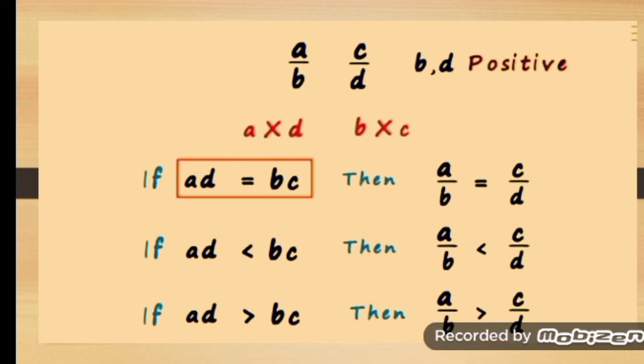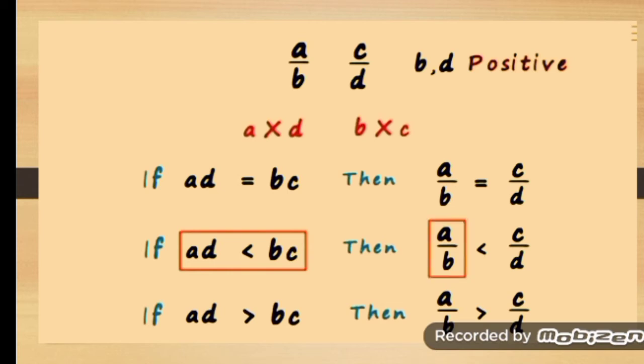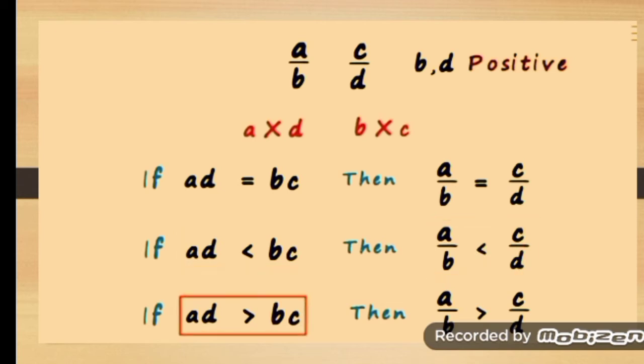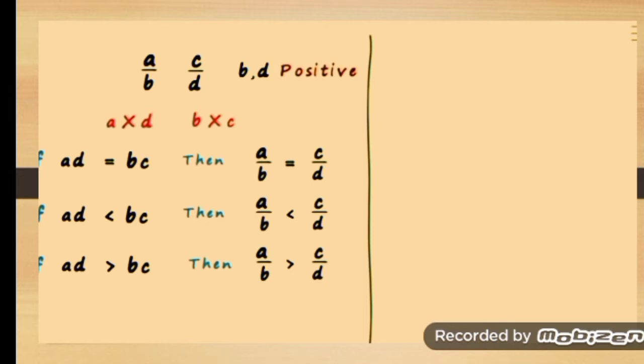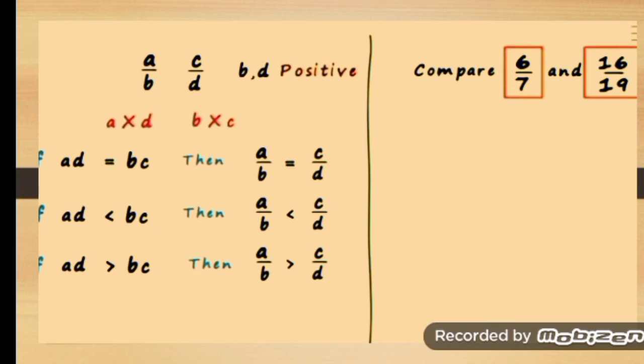If the products are equal, the rational numbers are equal. If this product is lesser than this one, then the first rational number is smaller. And if this product is greater than this one, then the first rational number is larger. Let's look at an example we saw a while back. We had to compare 6 by 7 and 16 by 19. So to compare these two rational numbers, all we need to do is compare the product of this integer with this one, with the product of this integer with this one.